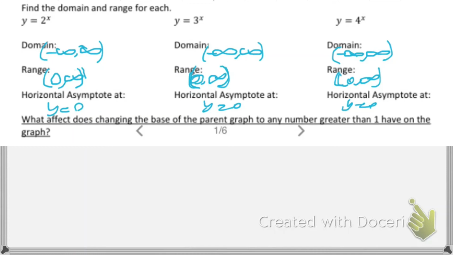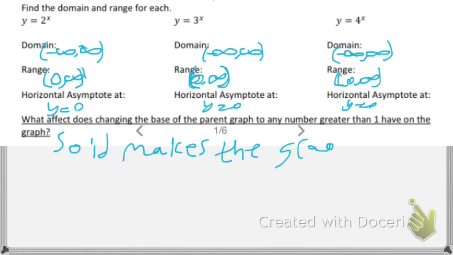So what effect does changing the base of the parent graph to any number greater than 1 have on the graph? What it does is that it just makes the graph steeper.